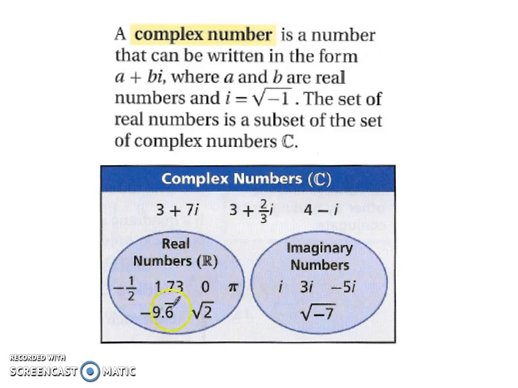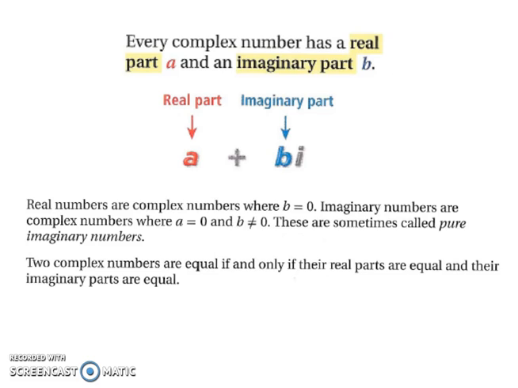So your real numbers are these kinds of things: negative a half, pi, 0, the square root of 2, negative 9.66666666. Your imaginary numbers are like i, 3i, negative 5i, the square root of negative 7. A complex number takes your real numbers and your imaginary numbers and sticks them together to formulate a complex number. So every complex number has a real part and an imaginary part.